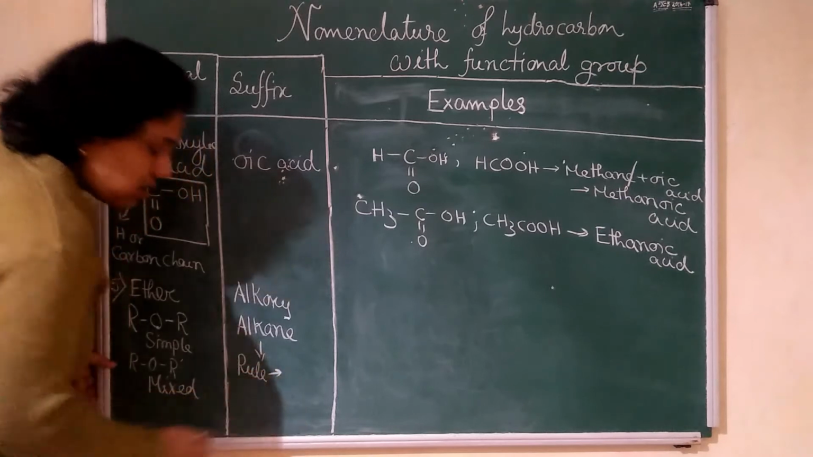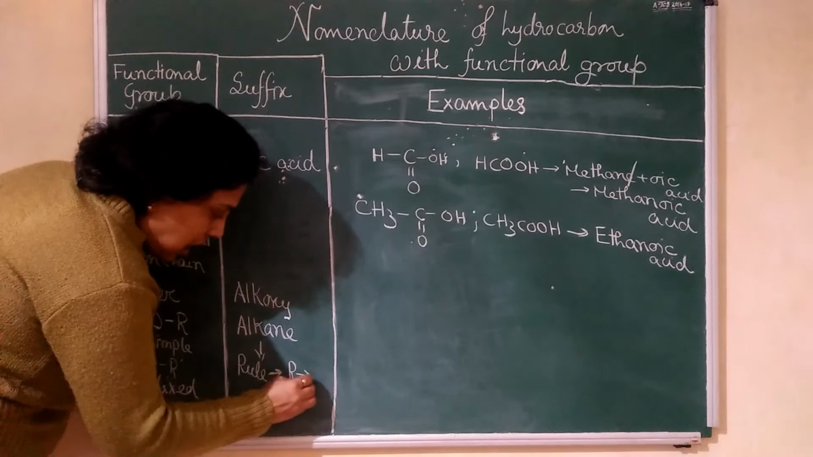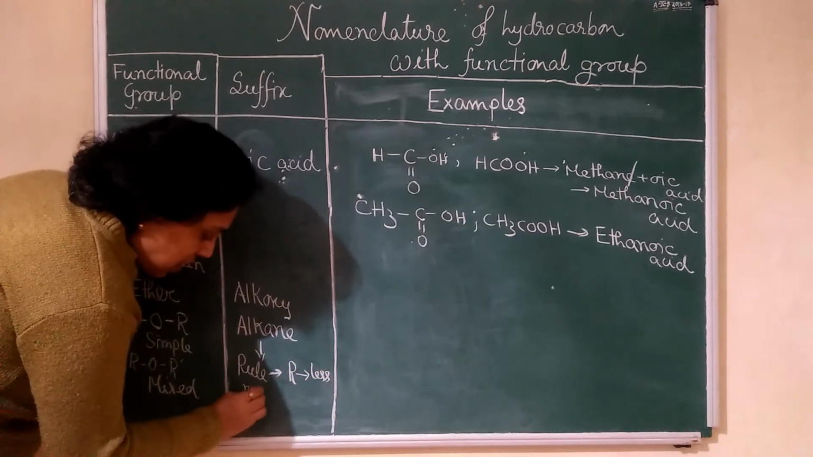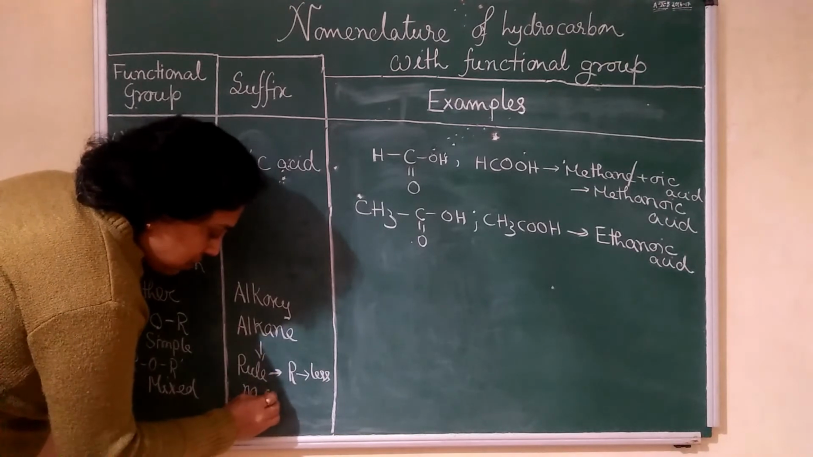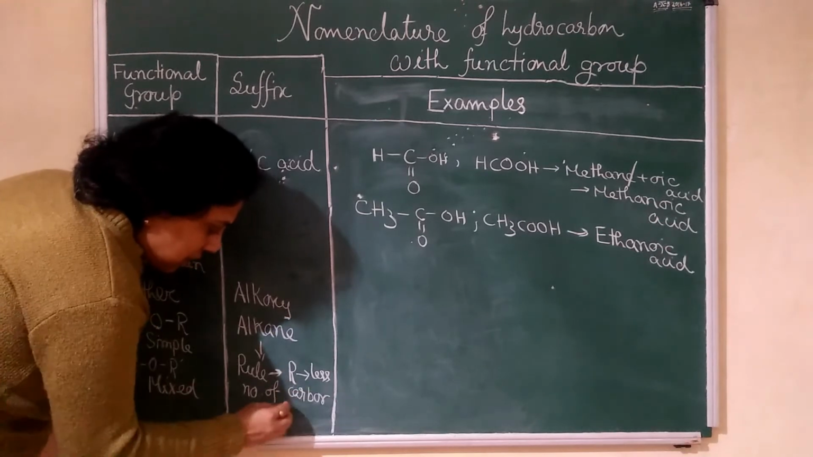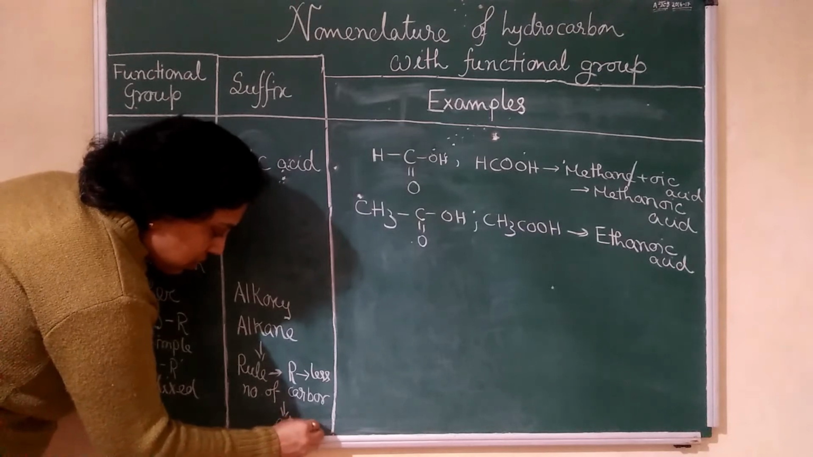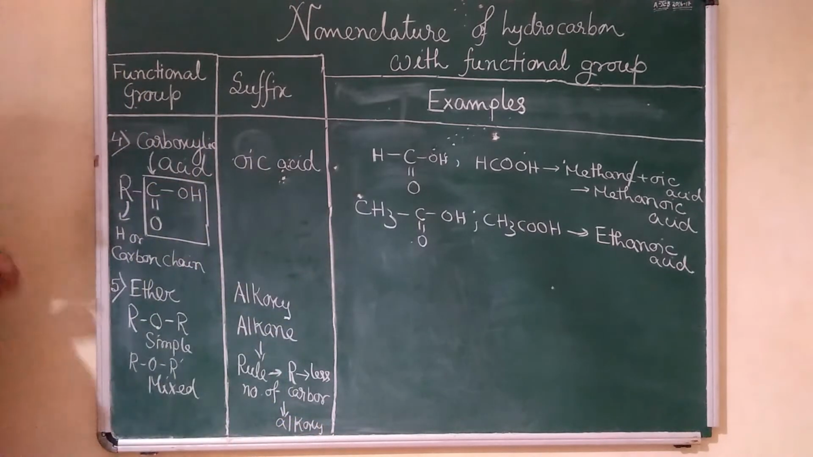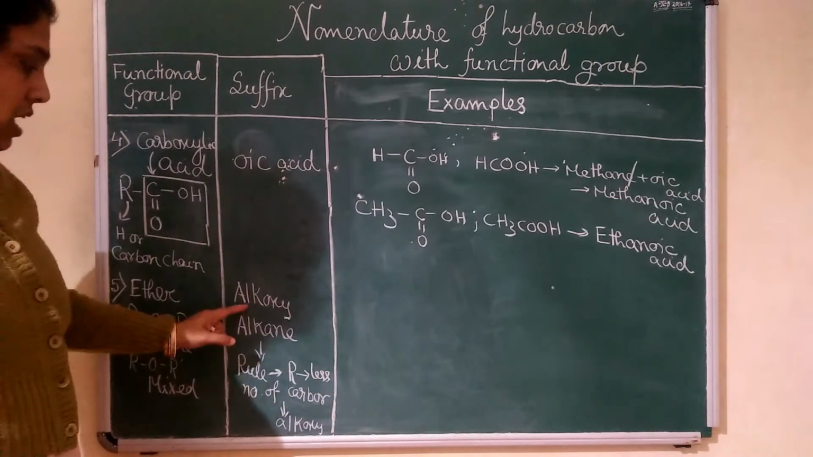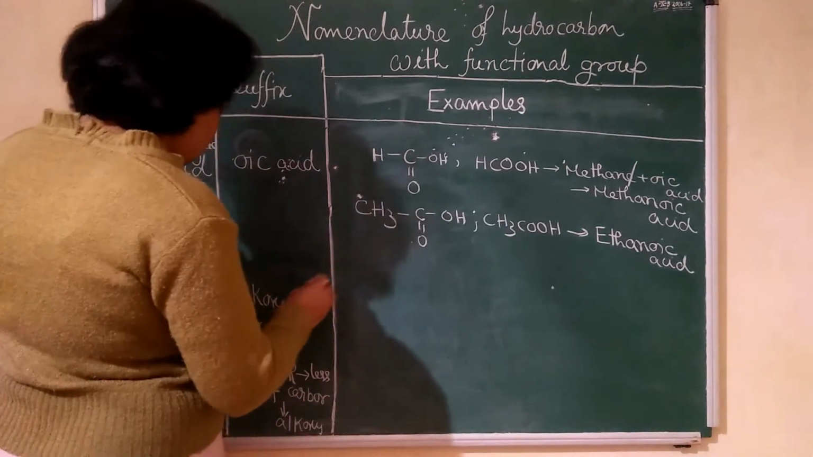What is the rule? The R group which has fewer carbons will be named as alkoxy. R which is having fewer carbons, that is alkoxy, and the remaining R will be alkane. So we will do one example.